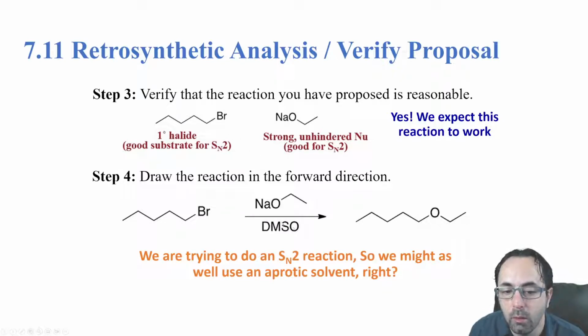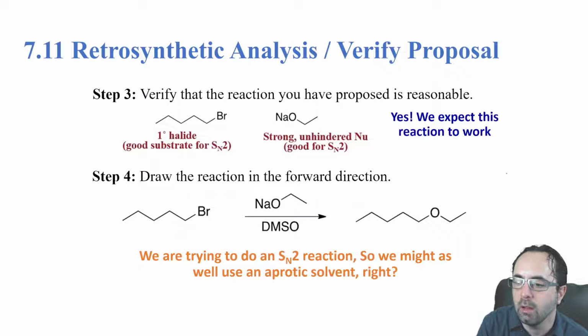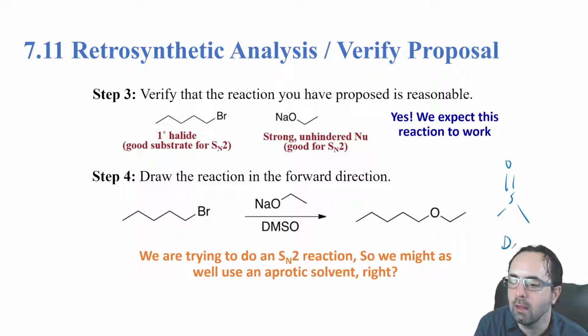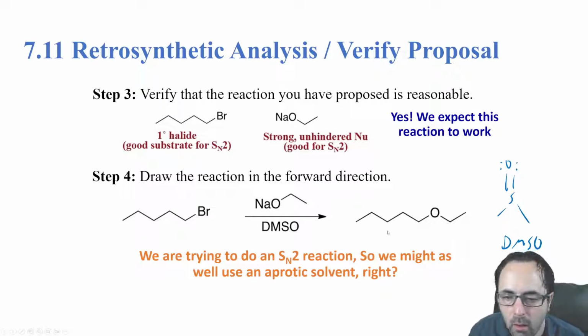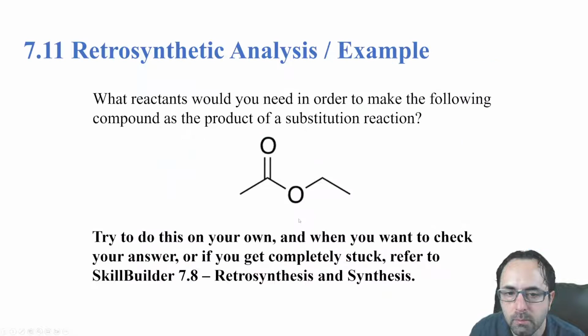And we would want to do this in a polar aprotic solvent. This is going to be a very, very common solvent that we talk about as we move forward in reactions. Dimethyl sulfoxide, which I'll just draw here. Dimethyl sulfoxide is this, DMSO. Polar aprotic solvent.